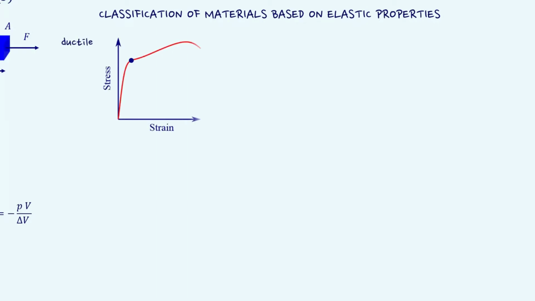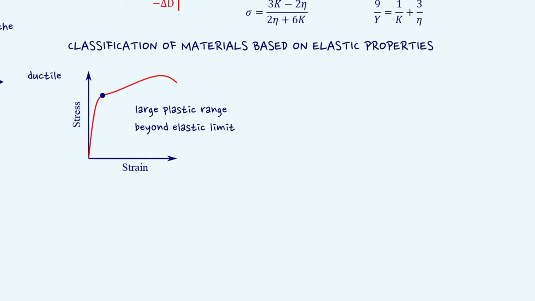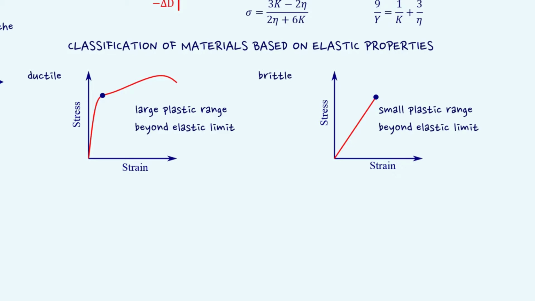On the basis of elastic properties, materials can be classified as ductile material, brittle material, and elastomers. Materials which show large plastic range beyond elastic limit are called ductile material. Those materials which show small plastic range beyond elastic limit are called brittle materials. Materials which do not obey Hooke's law within the elastic limit, that is, within elastic limit, stress strain curve is not actually a straight line, are called elastomers.